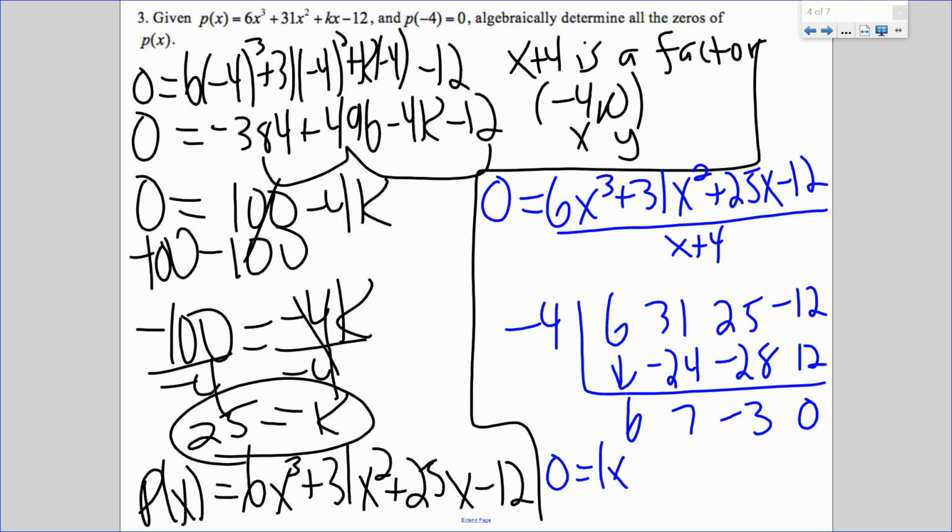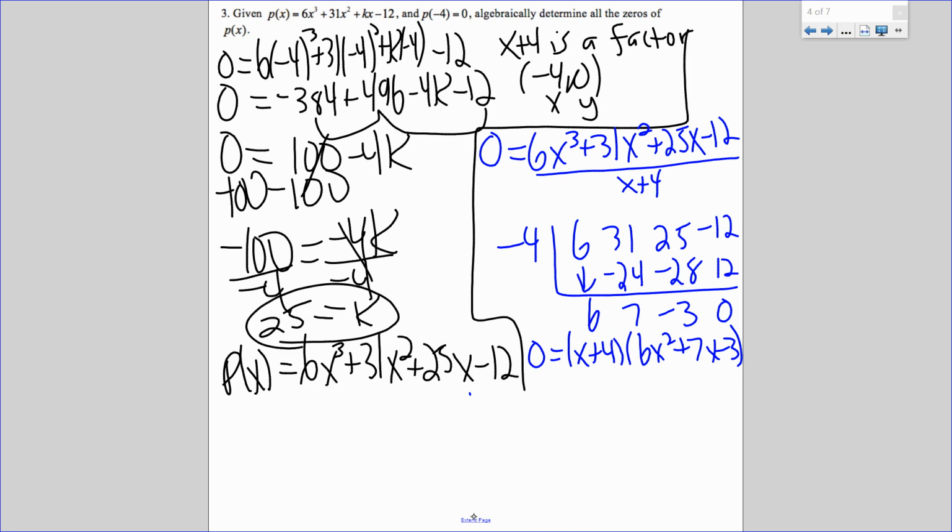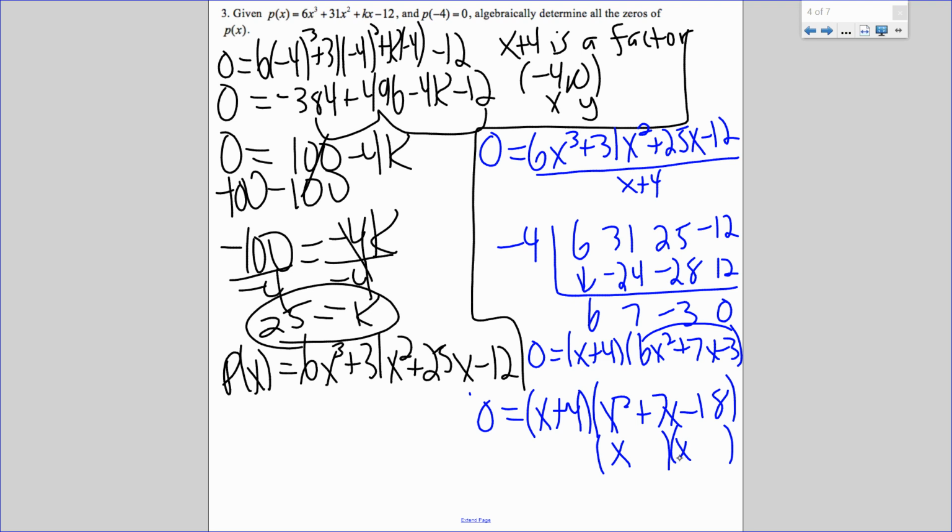So I have 0 equals x plus 4 times 6x squared plus 7x minus 3. Now I factor further. I'm going to have to use bridge method here. X squared plus 7x minus 18. And again, some of you use the other method that we talked about, the grouping method.